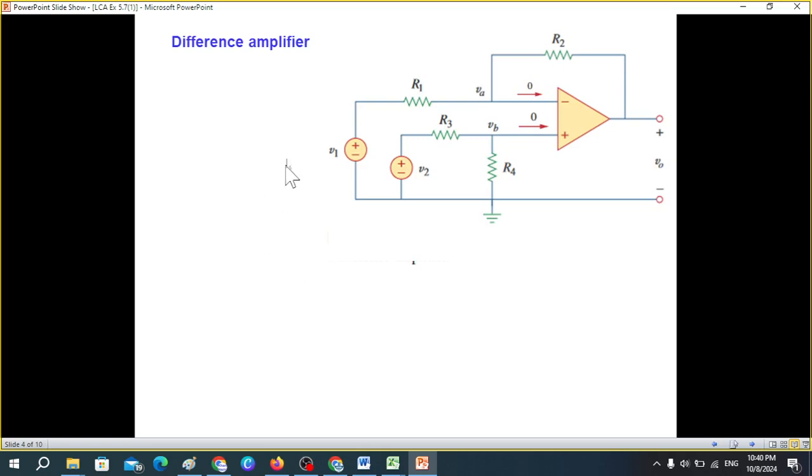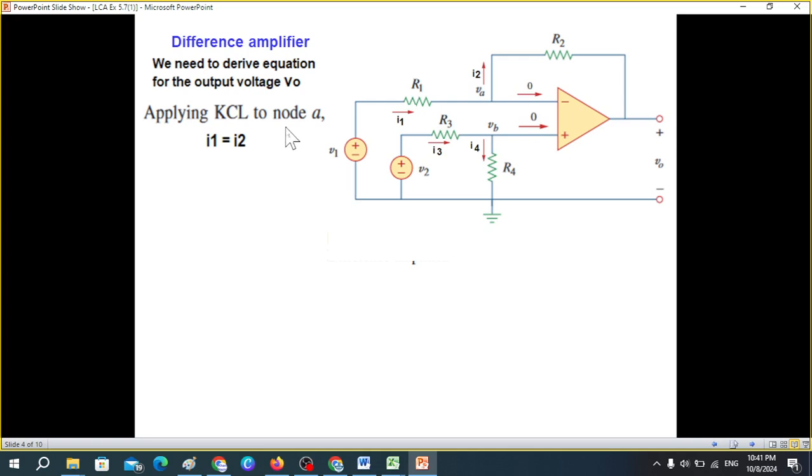So in studying the difference amplifier, we'll use this circuit. You can see these are the two inputs, resistances R1, R2, R3, R4, the output voltage V out, and two nodes VA and VB. We need to derive the equation for the output voltage V out. So first of all, we mark the current directions. We can assume any current direction.